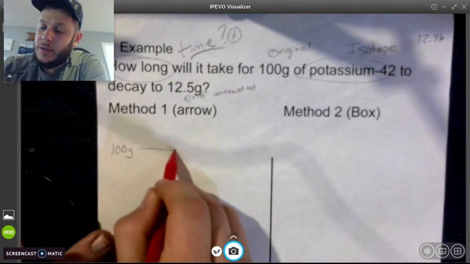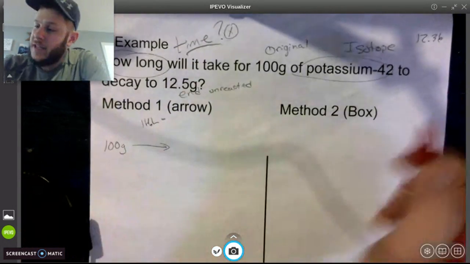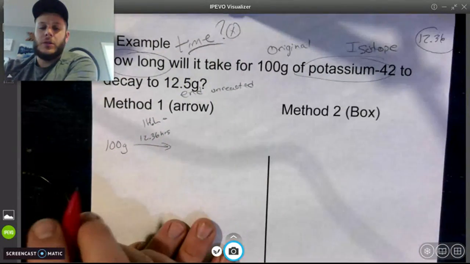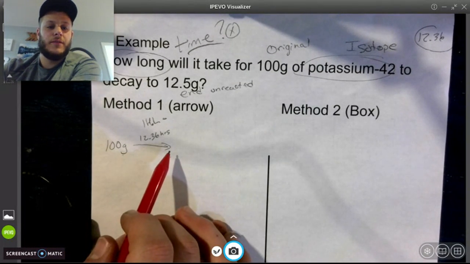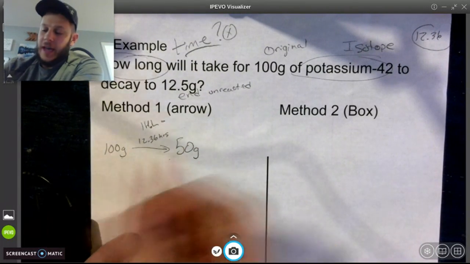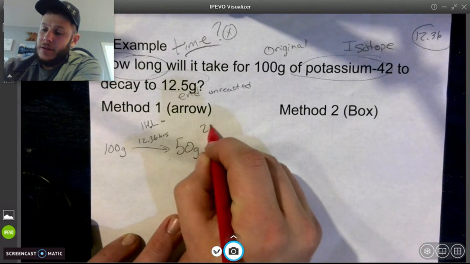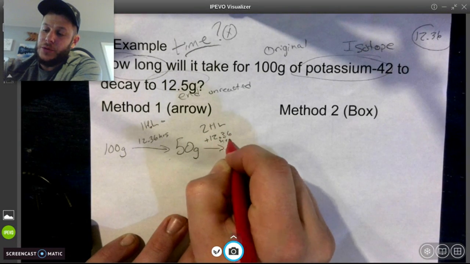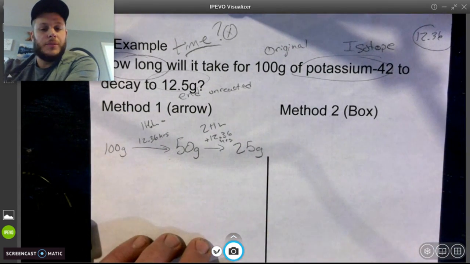So if I had 100 grams, that's where I start. The arrow is one half-life. How long did one half-life take? 12.36 hours. Well, how much mass would be left after one half-life? Half. Okay, well, that's not my end amount. I don't need to know that. So I must have gone through a second half-life. The second half-life is another 12.36 hours. That would leave me with 25 grams.